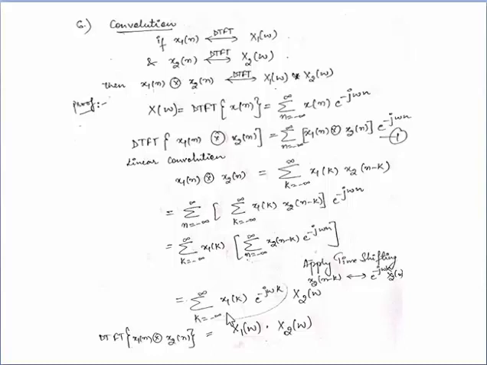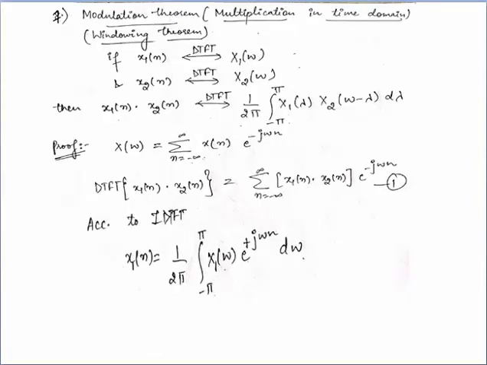So first, summation k tends to minus infinity to infinity x1(k) e raised to power minus j omega k is the DTFT X1(omega). So convolution of two sequences is equal to multiplication of their DTFTs, that is Fourier transforms. Hence proved, the property of convolution.